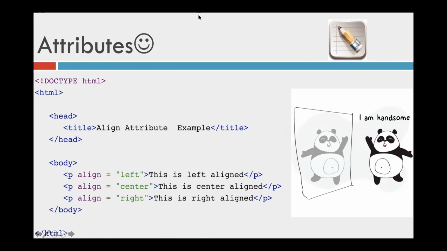So let's try this out. And even if you're using Notepad, it's okay. If you haven't installed PyCharm yet, you can use Notepad. And I want the first paragraph to be aligned to the left, the second paragraph to the center, then the third to the right. So let me just lead by example here.